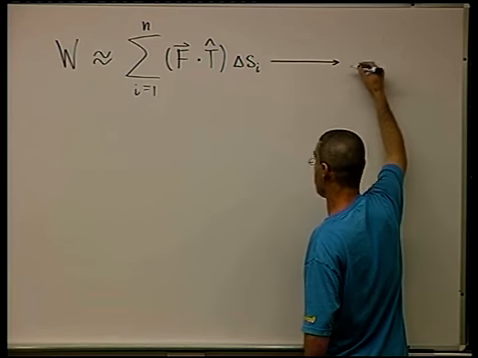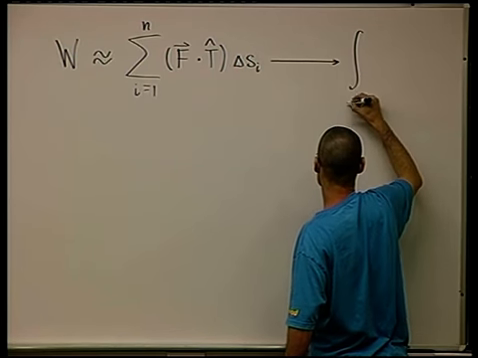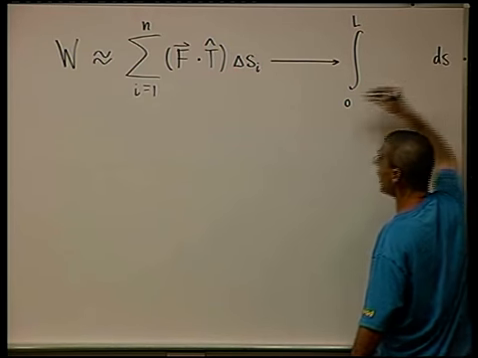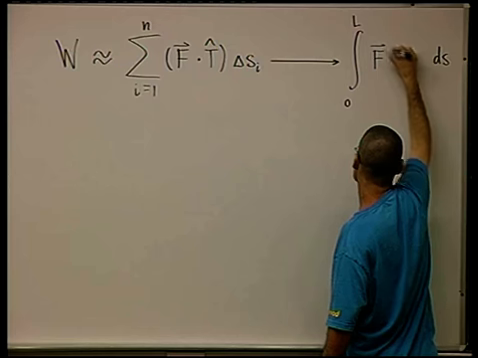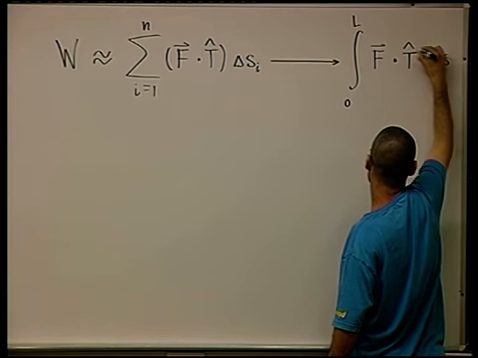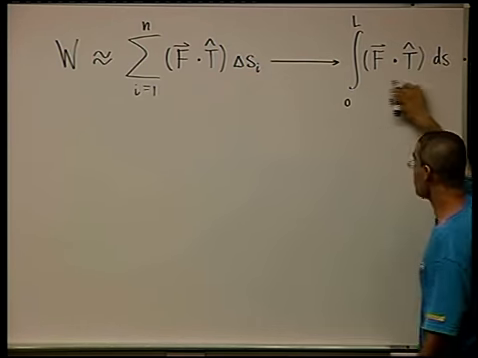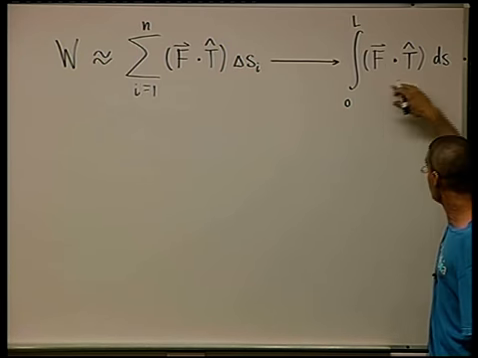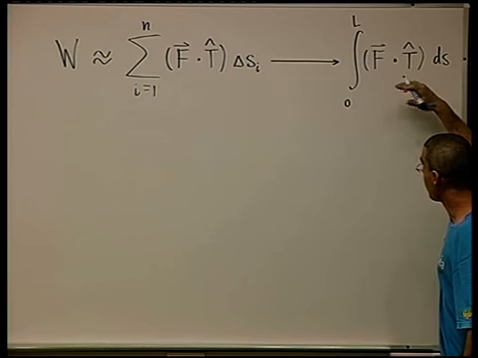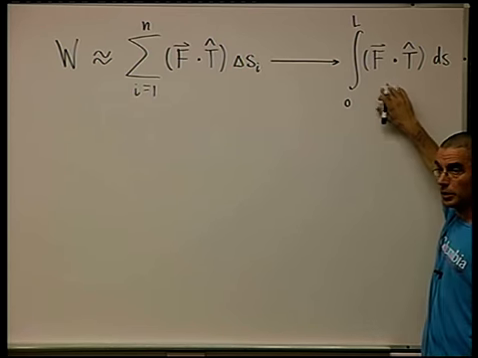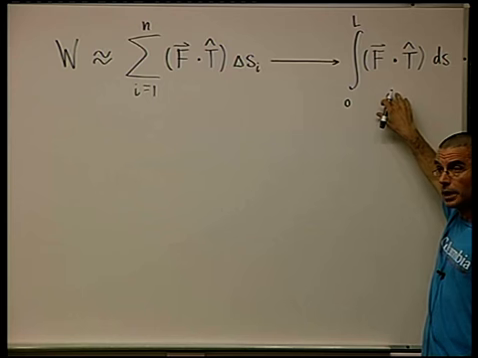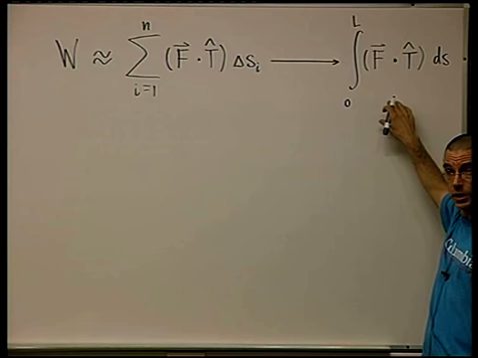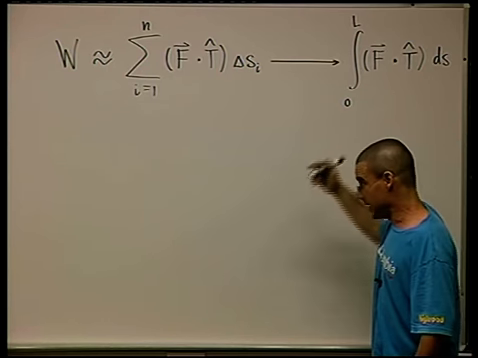So as we refine the partition, we get the integral from 0 to L ds of F dot T, rather than just f itself. And note that this is a scalar, right? It's the dot product of two vectors. This is a regular scalar function line integral. This is something we know. This is a line integral of the previous type for scalar functions. Do you agree?